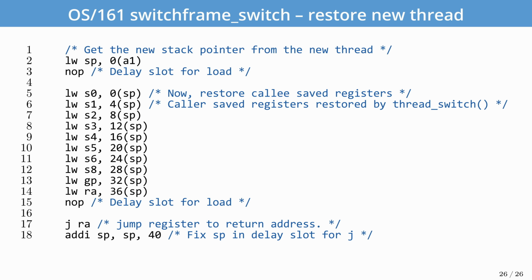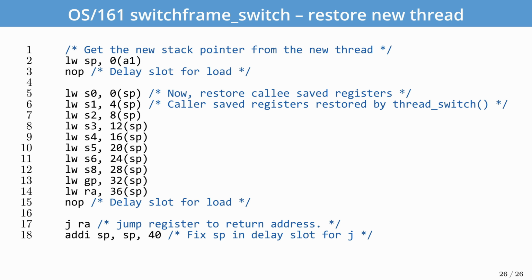And then it's going to load all of the saved registers, the global pointer GP and the return address RA, back from this special structure. And then it's going to have another one of these NOPs. It's going to then jump into the return address, and we can see that we have an instruction after this. So what's going on here?